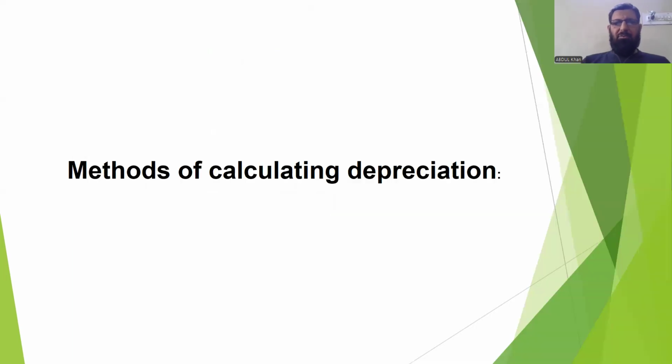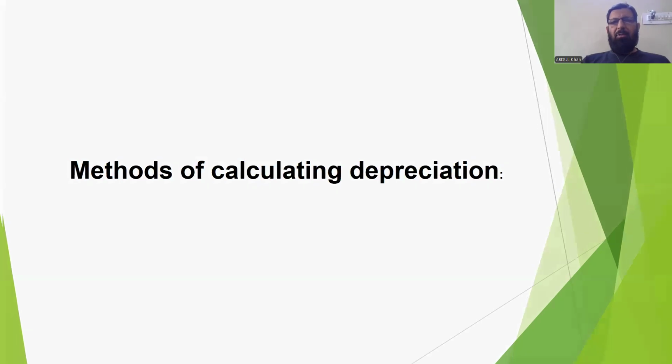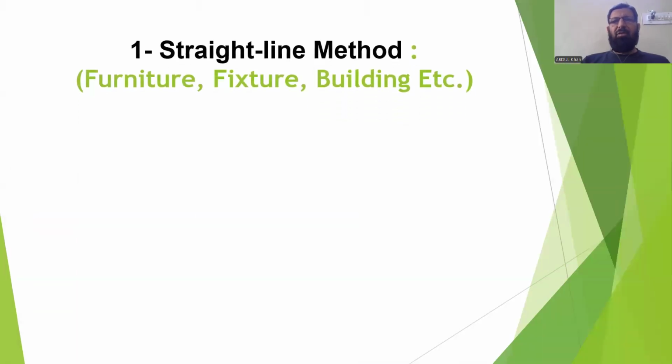Now the next thing is methods of calculating depreciation. There are many methods of calculating depreciation, but in our syllabus we have three methods. One is straight line, the other one is the reducing balance method, and the third one is the revaluation method. And we will be discussing them one by one. Number one, the straight line method.